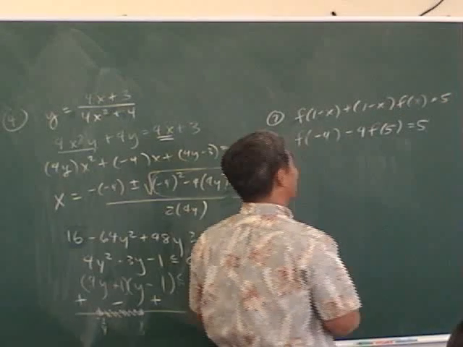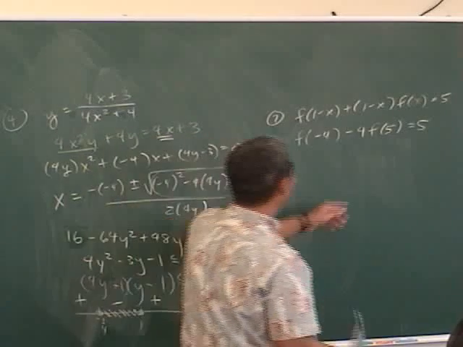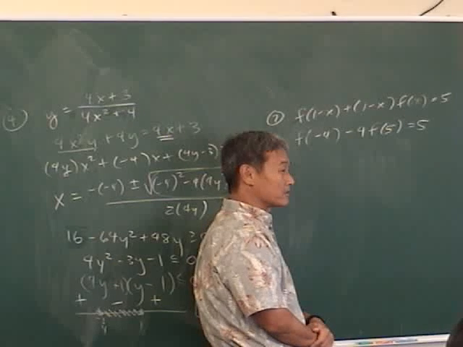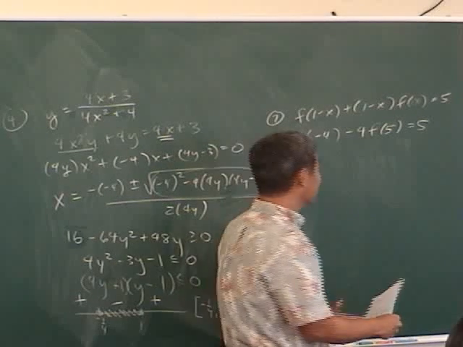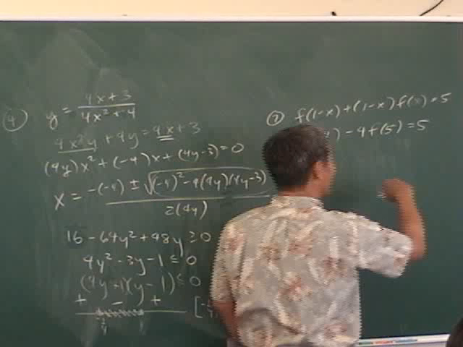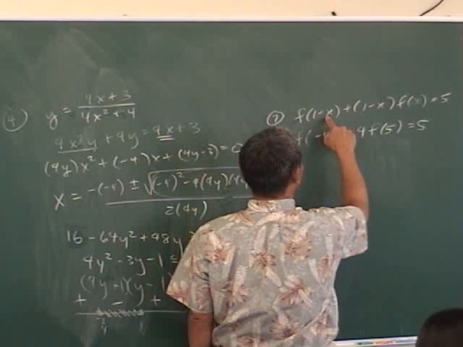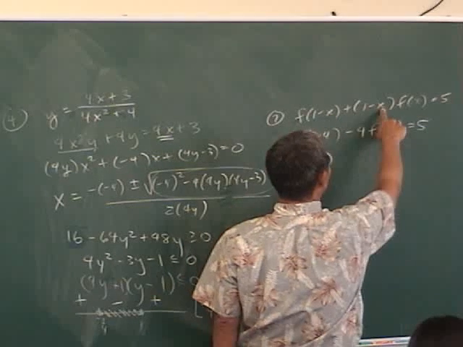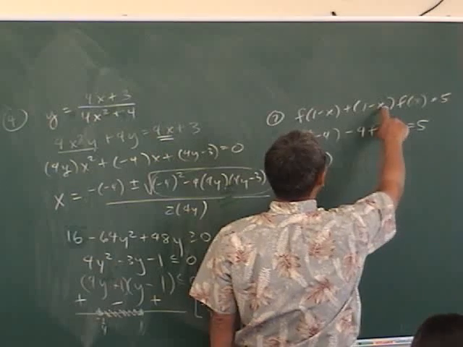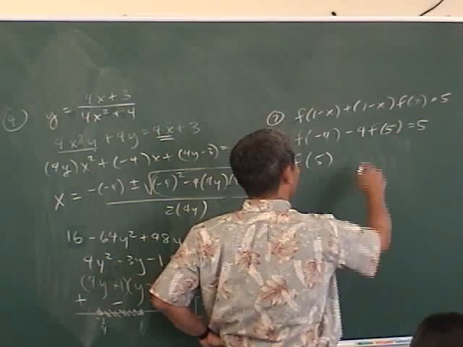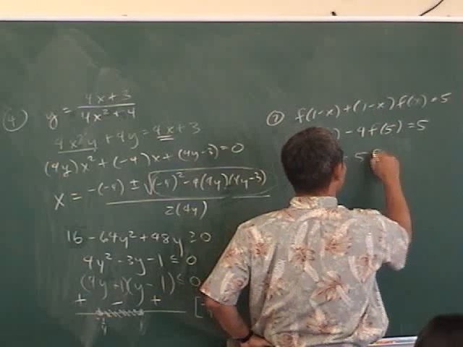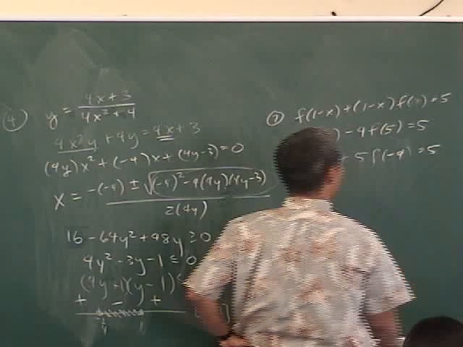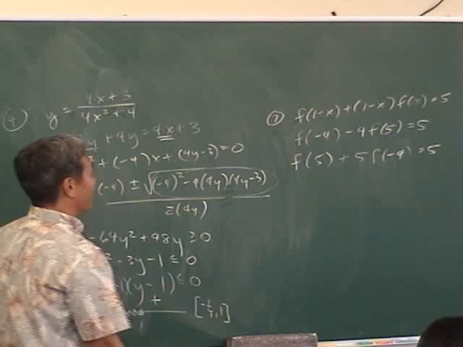Okay, but this problem is 5. But Mr. Park, how can I find what f of 5 is if I don't know what f of negative 4 is? Well, what do you think I'm going to do next then? Plug in negative 4 for x, because then you get f of negative 4. So plug in negative 4 for x here. What do you get? People, if you can't plug in integers, it's all over tomorrow. Plug in negative 4: f of negative 4 plus 5 f of negative 4... is equal to 5. There you go. Now you got 2 equations, 2 variables. Just solve it.